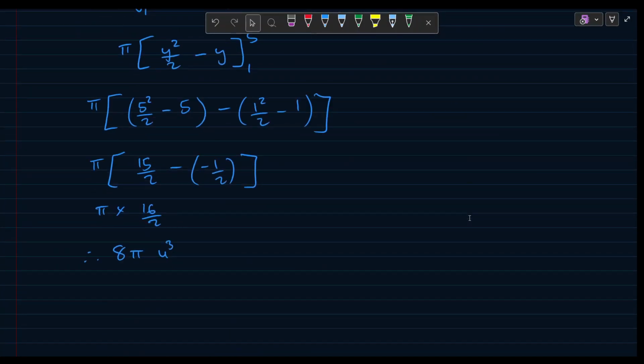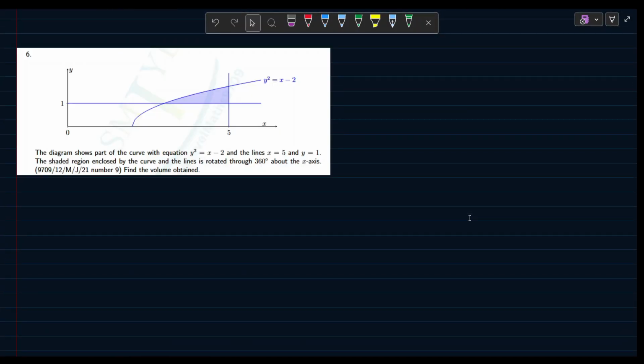Alright, now let's look at an example where we're rotating around the x-axis. Given that the diagram shows part of the curve with the equation y squared is equal to x minus 2, and the lines x equals 5 and y is equal to 1. The shaded region enclosed by the curve and the lines is rotated through 360 degrees about the x-axis. Find the volume obtained. Let me see if I can draw the volume generated so we can visualize our problem.